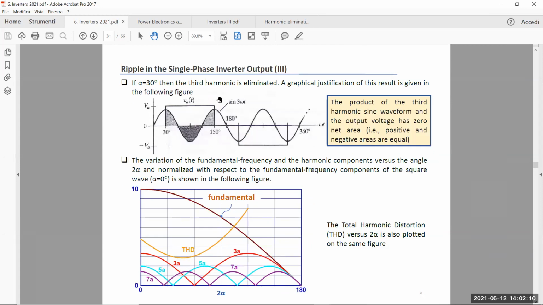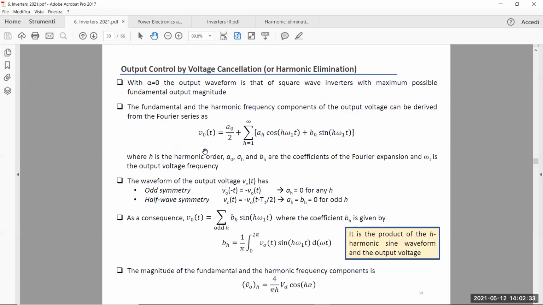Let me put it this way. I have the output voltage V naught here, and this is, for example, the third harmonic. Sine of 3 omega t is exactly the third harmonic. So if I multiply V naught, which is the rectangular waveform here with 3 levels, and sine of 3 omega t, which gives B3, the integral of that product gives us the amplitude of the third harmonic.